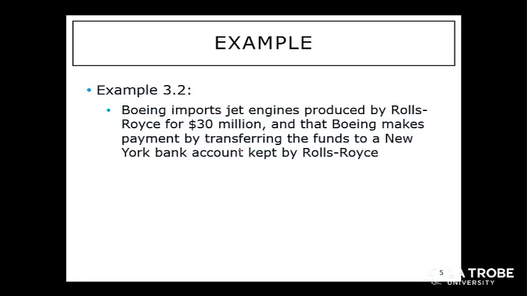In the second example, we have the same company, Boeing. In this case, we are importing, so we're buying things from outside. We buy jet engines from a UK company for $30 million. Because we're buying something, we have to pay money to the foreigner. So this is a cash outflow for the US, yeah?